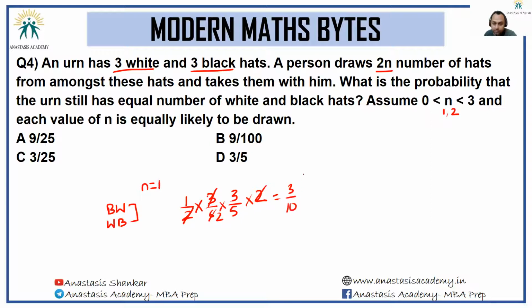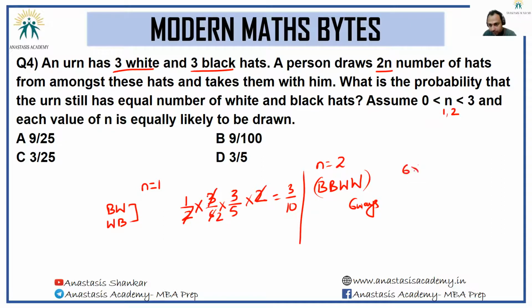So now this and this cancel, this and this cancel, and the probability in this case is 3/10. Now working with when n is equal to 2, I will take out black, black, white, white, and these can be rearranged in how many ways? 4 factorial by 2 factorial, 2 factorial, or 6 ways. This can happen in 6 ways, the order in which the caps are taken out.